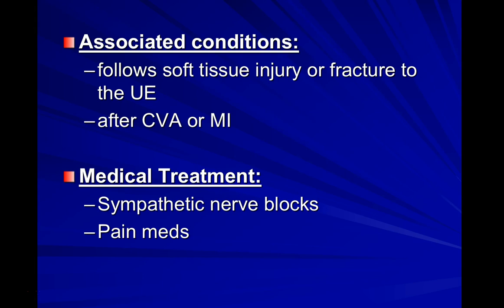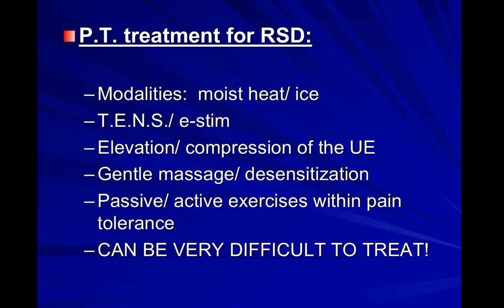Treatment medically is lots of meds, of course, for pain, and then they may go in and actually do sympathetic nerve blocks for these patients in order to help treat and decrease that pain. Physical therapy can help. Sometimes modalities will give the patient some relief. Getting rid of the fluid with elevation and compression in that upper extremity, wrapping the upper extremity, or even doing a compression treatment on it can help.